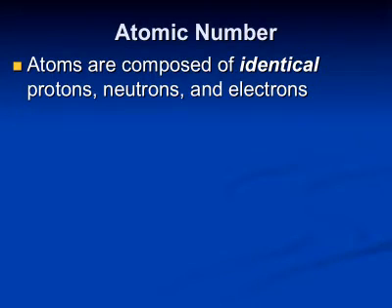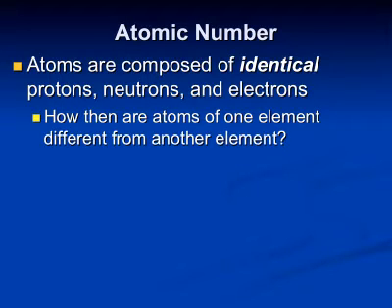So, first of all, the atomic number. Atoms, we learned yesterday, are composed of protons, neutrons, and electrons, but they are all identical. Every single proton is exactly the same as every other proton. Every single neutron is exactly the same as every other neutron, and so on. Protons are protons are protons. So if all elements are made out of the same materials, why is it that they are different? Does anyone know? If they're all made out of protons, neutrons, and electrons, what makes them different?